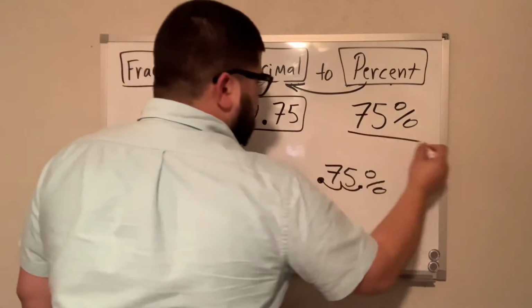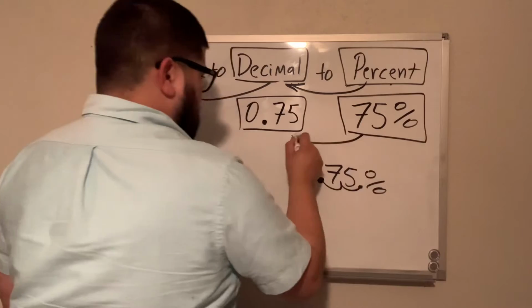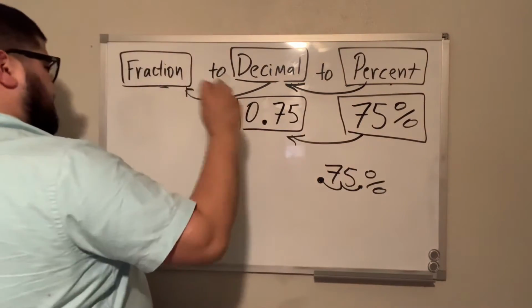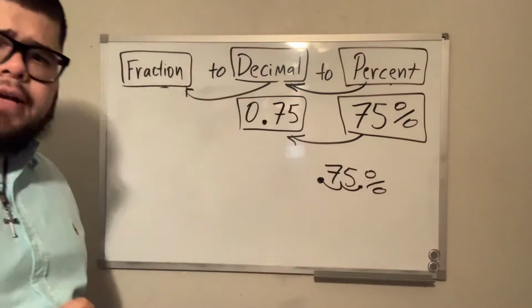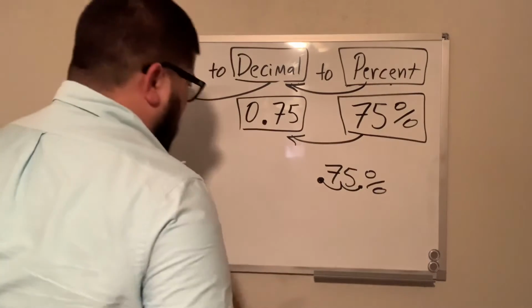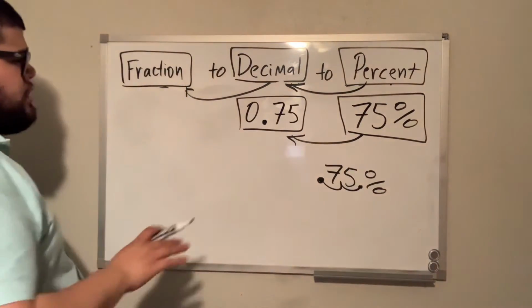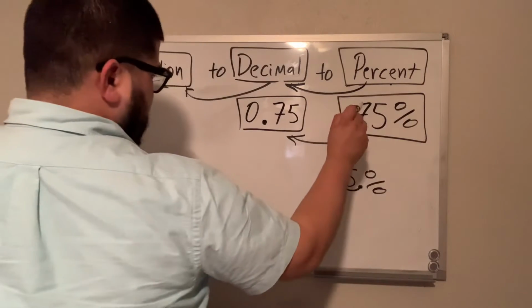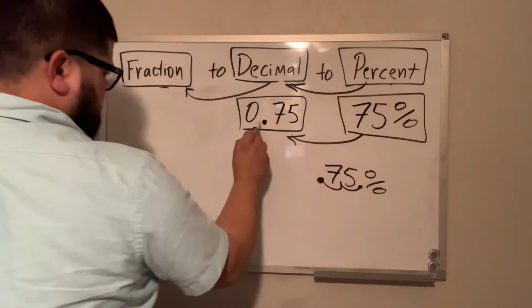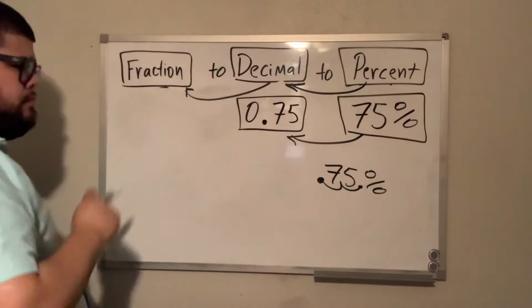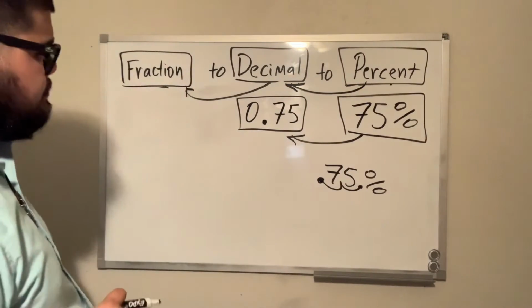And so we just turned 75% into the decimal 0.75, right? Okay, so that's what we just did. We just converted from a percent to a decimal. Make sure you have that written down.